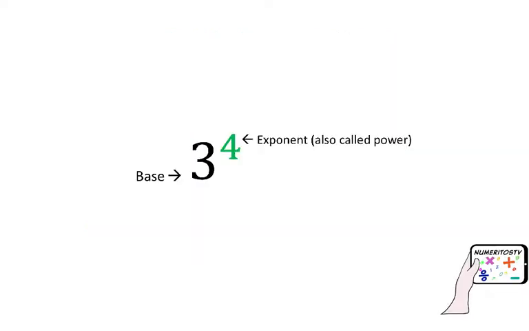So the number that is being multiplied several times is called our base. And that little number on the top is the exponent. That will be how many times your base is going to be multiplied. It is also called a power.